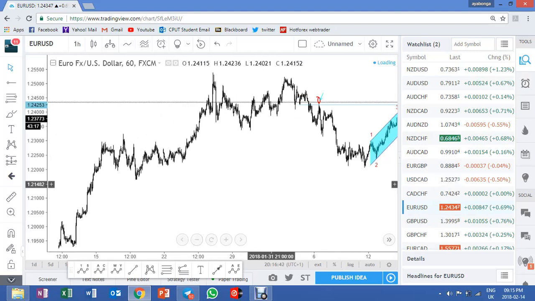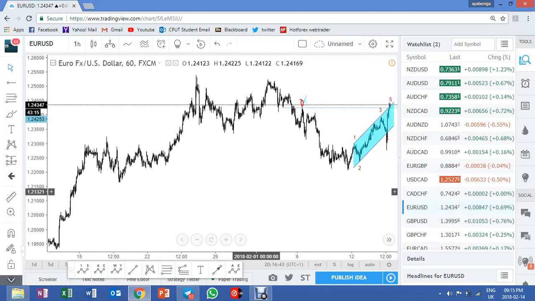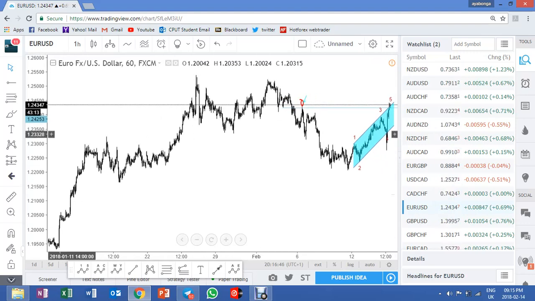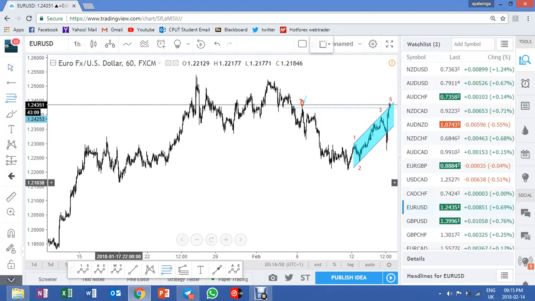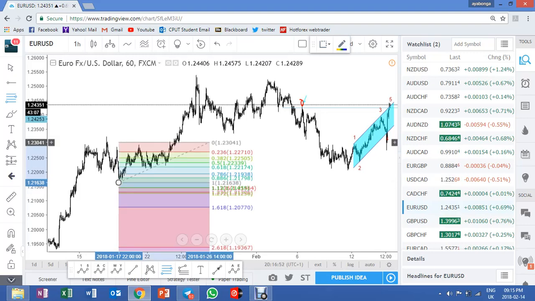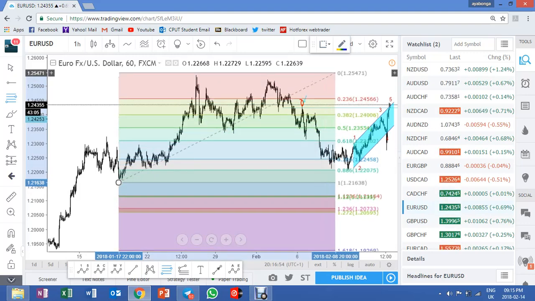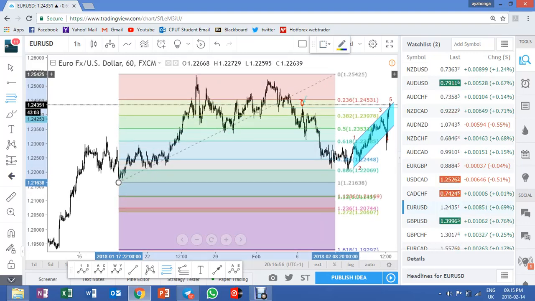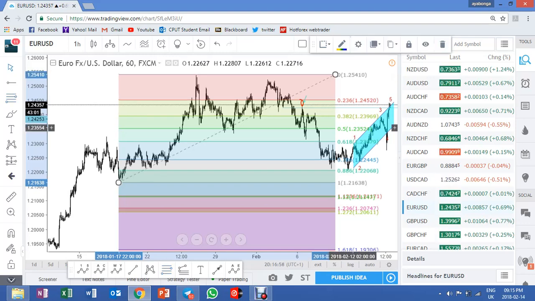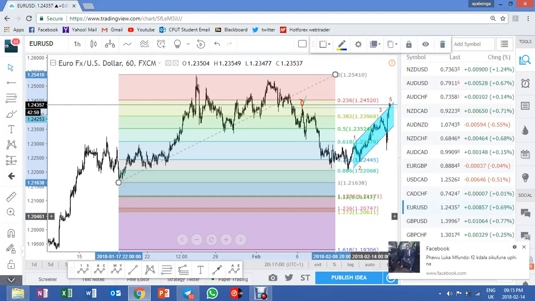So let's see what pattern is this one. There we have our bad pattern there. This is your point X, this is your point A, this is your point B at 50%, and at 88.6 there is your point D.